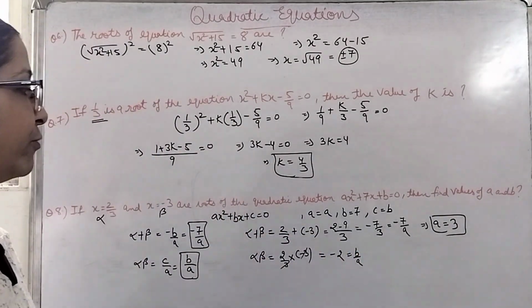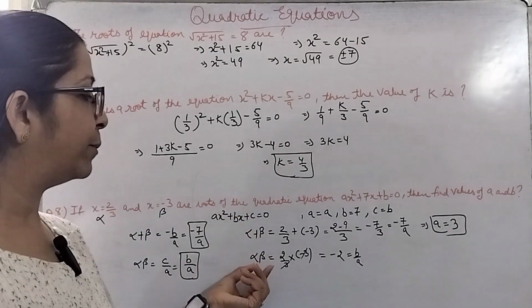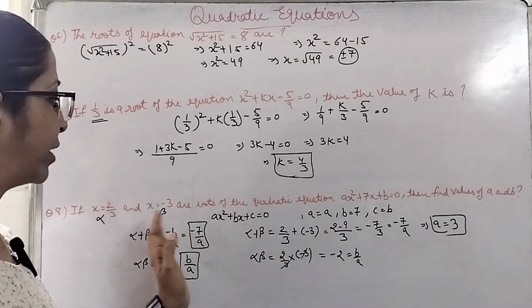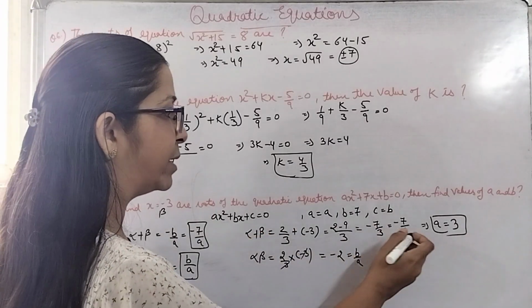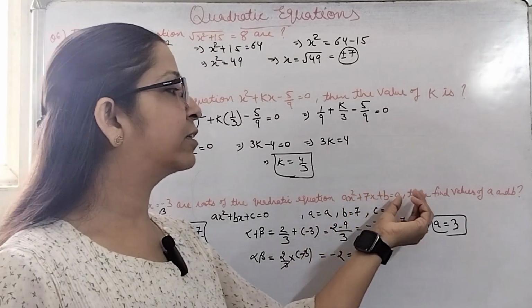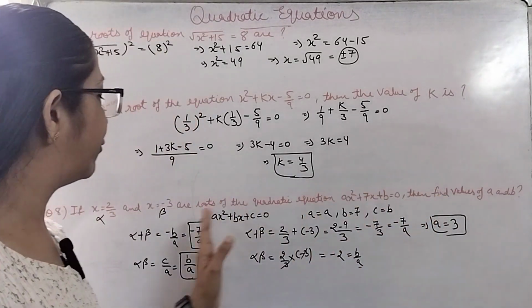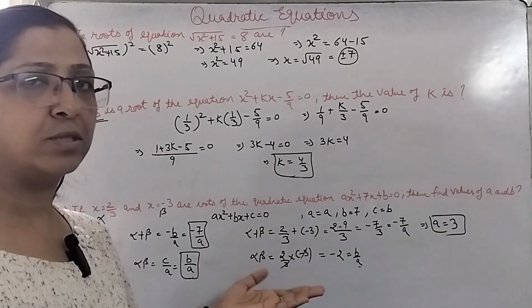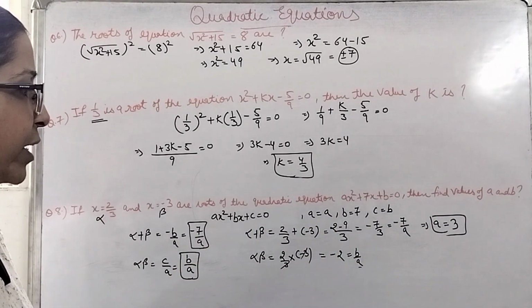By two methods we have found the value of sum of the roots and product of the roots, because we were already having the roots. So we have added them and we have multiplied them. Directly by this method we have got the sum and product of the roots, and by comparing the coefficients of the equation we have also found the sum and product of the roots. Now we can equate these two because these two are the same. For the same equation we have found it out.